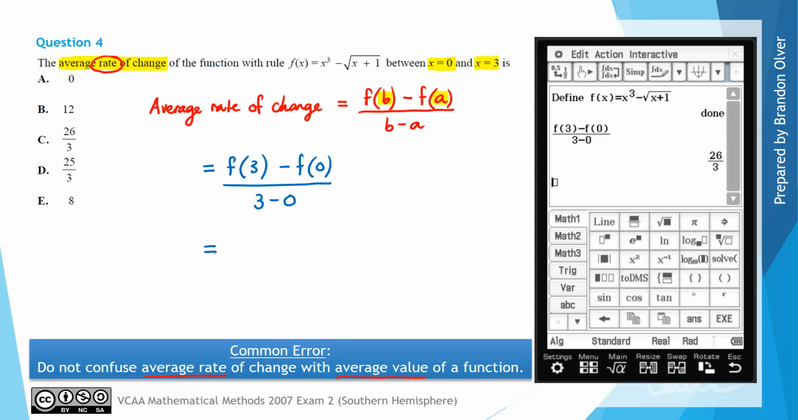The calculator gives us 26 divided by 3 as the answer to that fraction. So that means option C is the answer to this question.